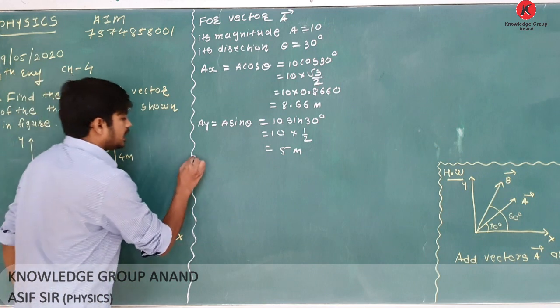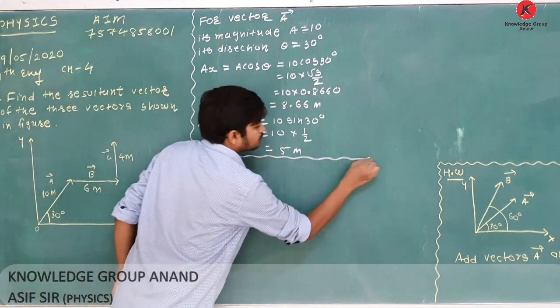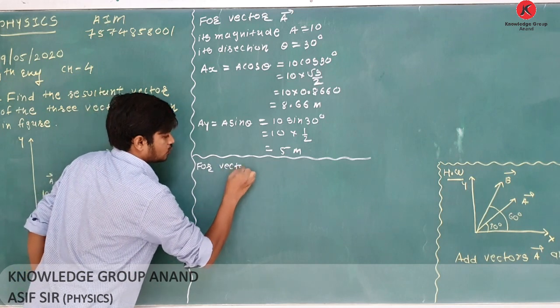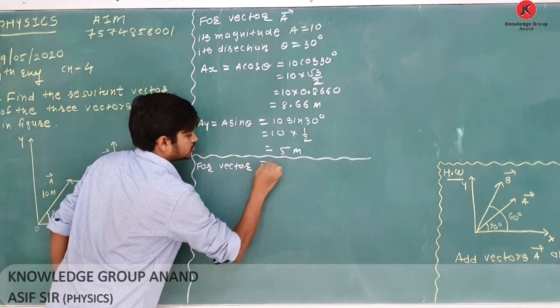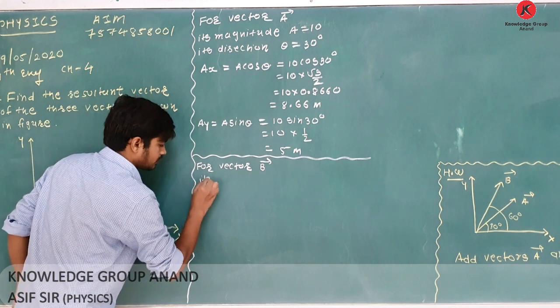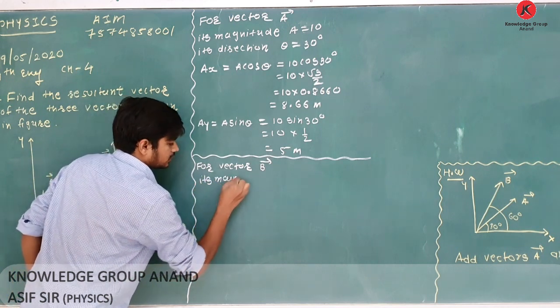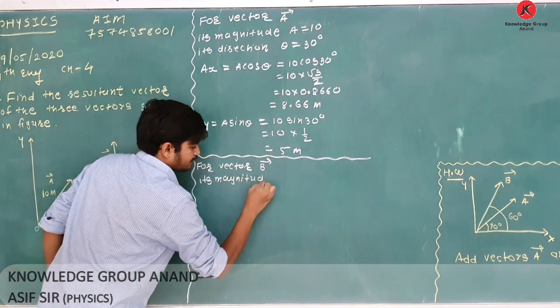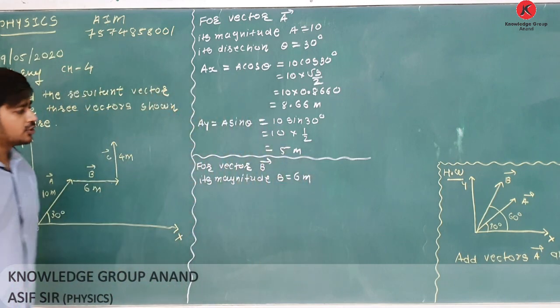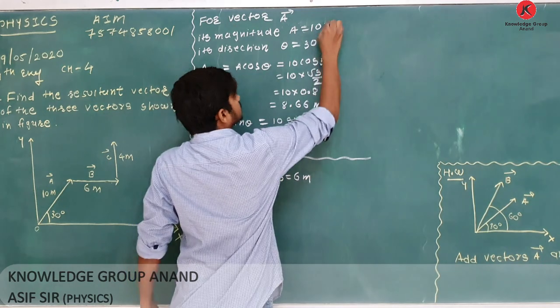Now similarly you have to find these for vector B. See, for vector B, here it is. What is its magnitude? It is easy to understand. Its magnitude B is equal to 6 meter.